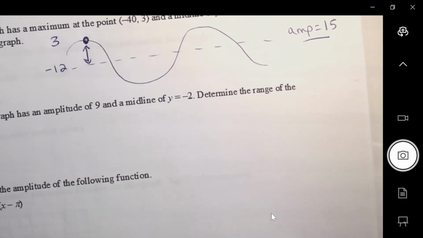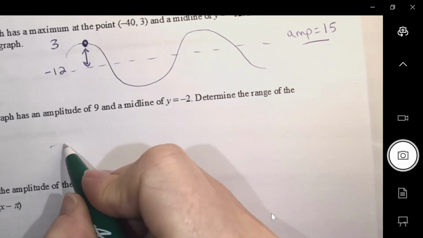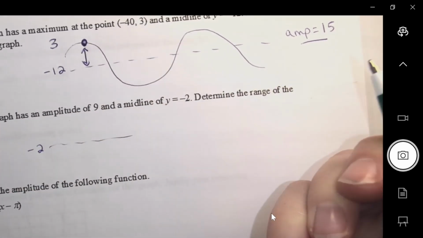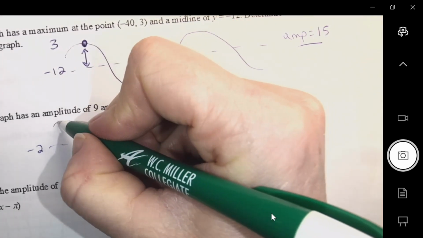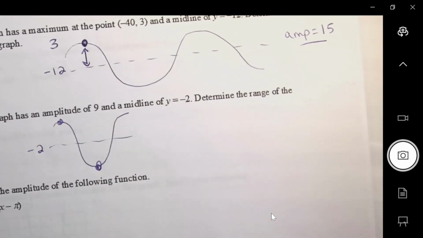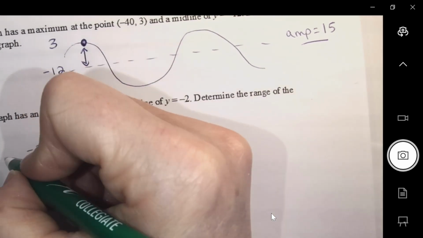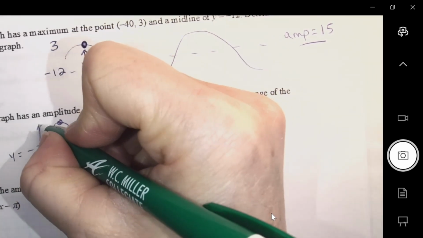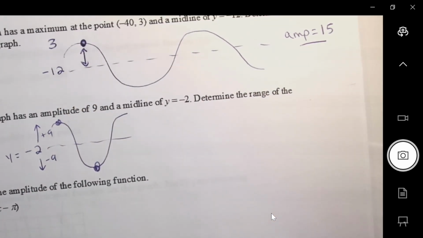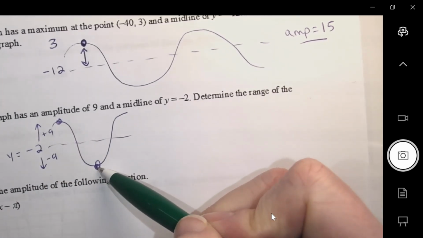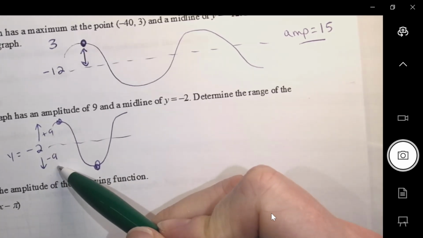Okay, a sinusoidal graph has an amplitude of 9 and a midline at -2. So this is kind of my thought process. I need to go above that by 9 and below that by 9. Does that make sense? So the range should be, what's the lowest? -2, and then if you go down 9.